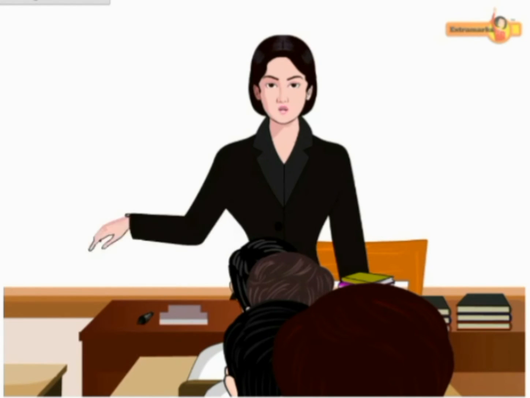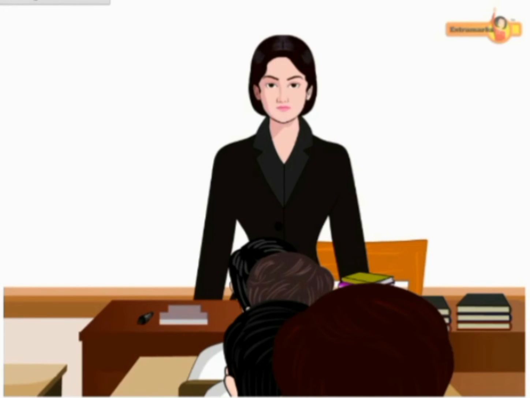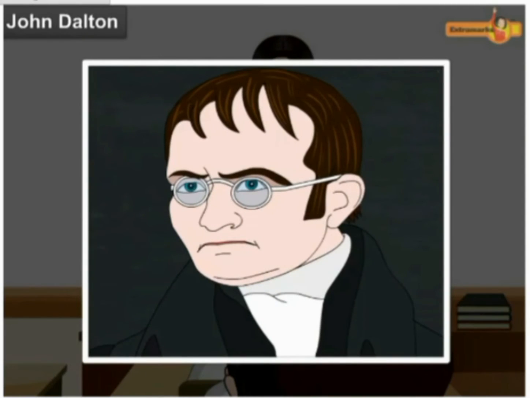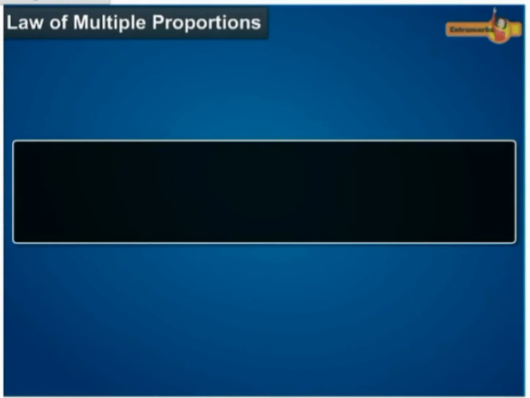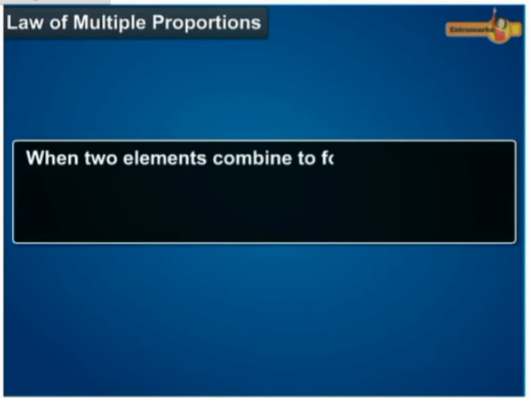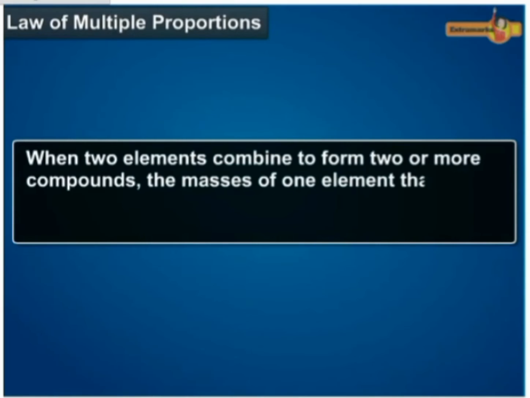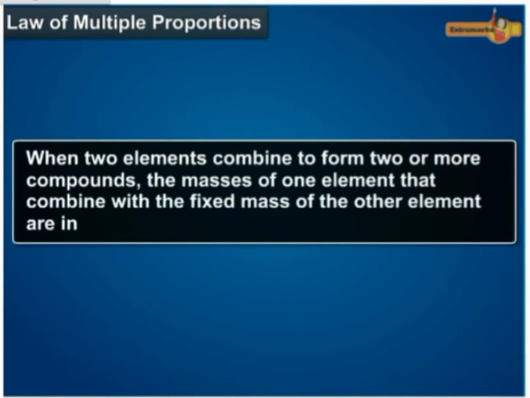Let us discuss the law of multiple proportions. This law was proposed by John Dalton in 1803. The law states that when two elements combine to form two or more compounds, the masses of one element that combine with the fixed mass of the other element are in a simple whole number ratio.